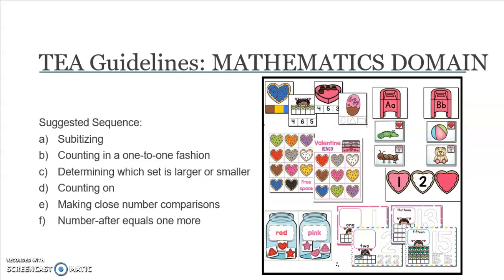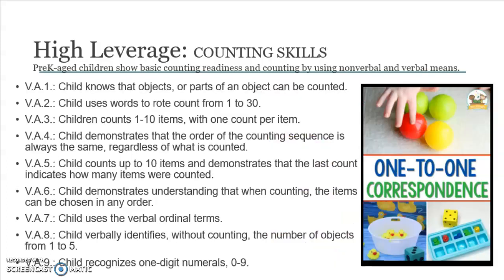So subitizing, counting in a one-to-one fashion, determining which set is larger or smaller, counting on, making close number comparisons, and number after equals one more. So within the mathematics domain, we can say high leverage for pre-K could be those counting skills. Again, showing basic counting readiness and counting by nonverbal and verbal means. You can see VA1 all the way down to VA9 are all the different areas of that high leverage domain. So for us right now, we're going to say that counting skills would be a high leverage domain.